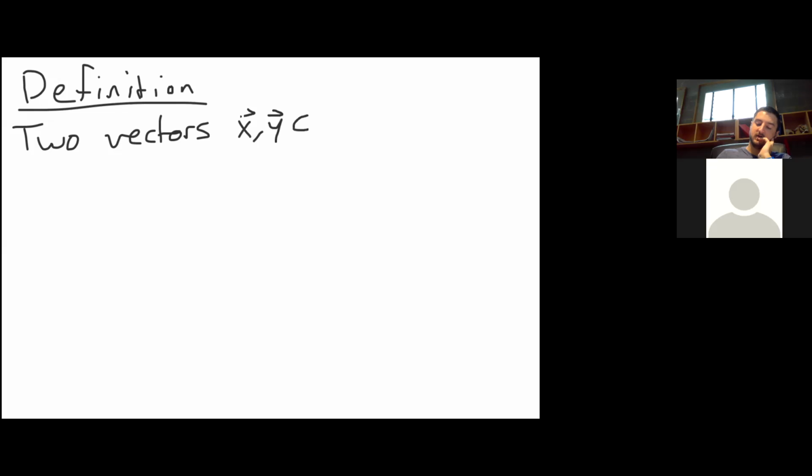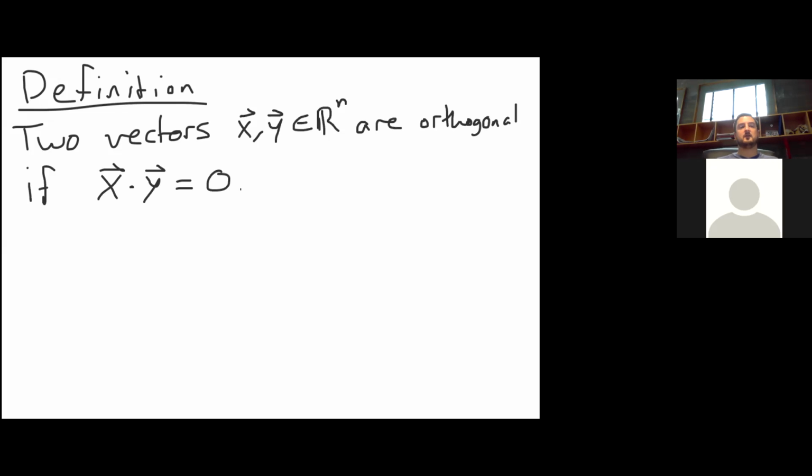So two vectors in Rn, in our Euclidean space, are orthogonal if their dot product is equal to 0.